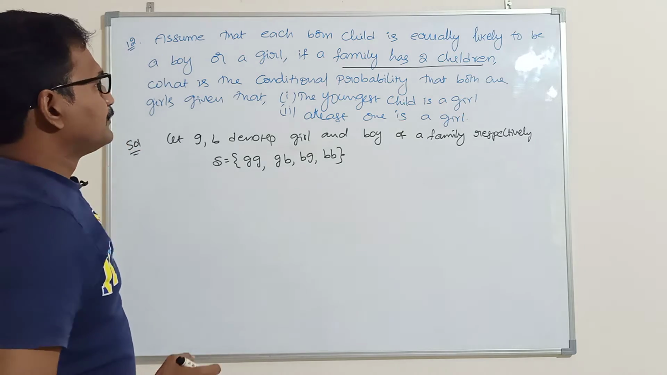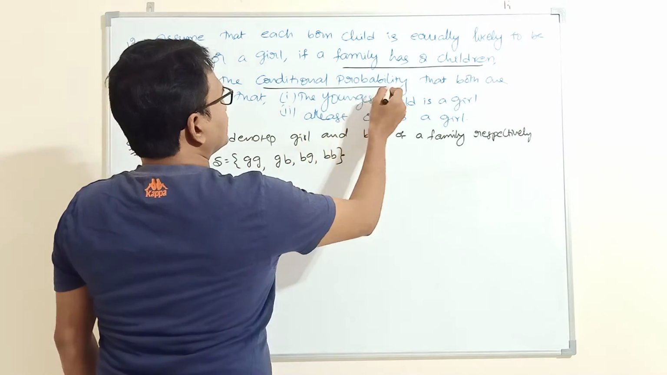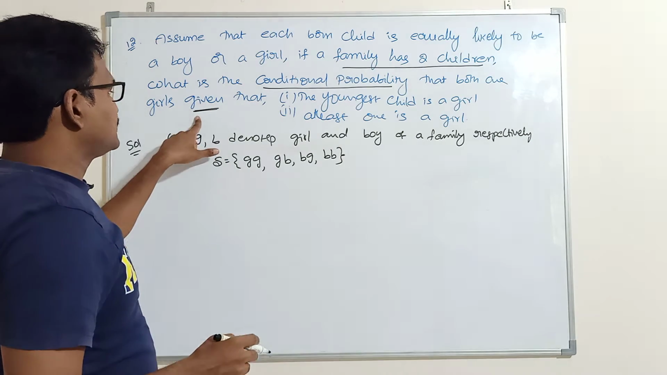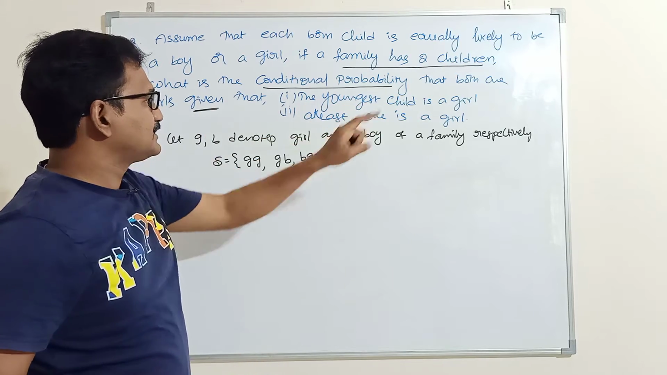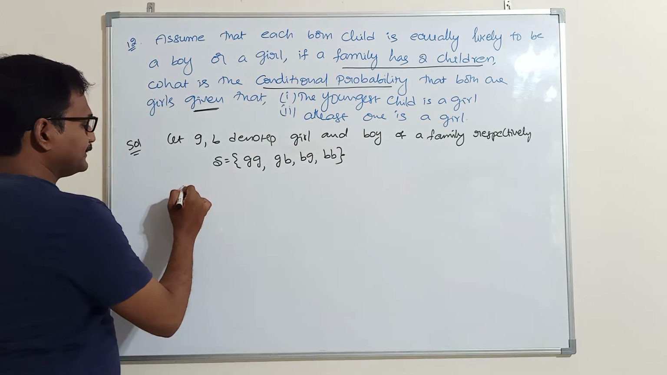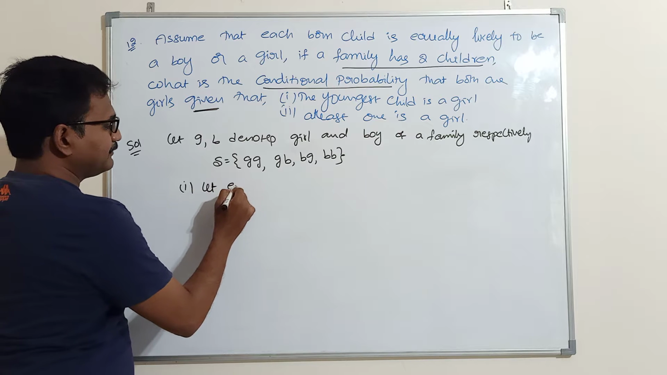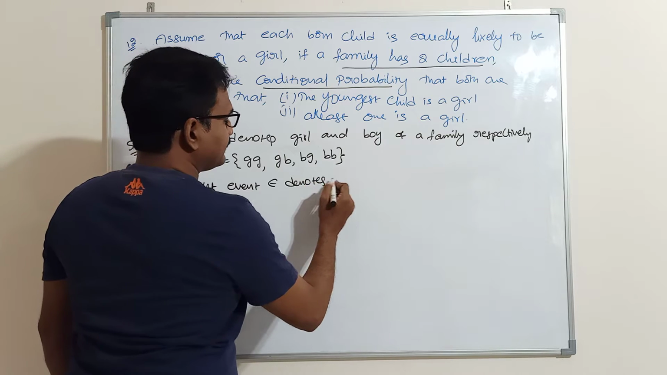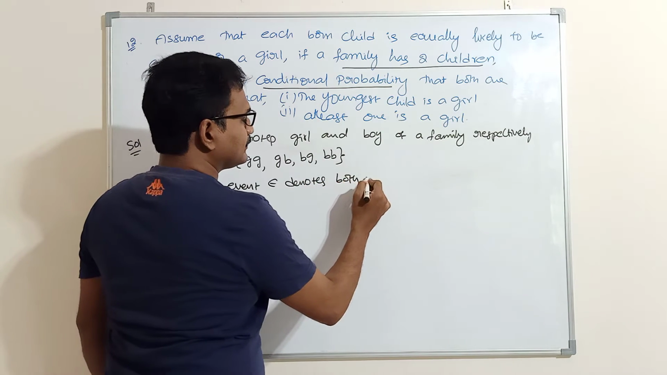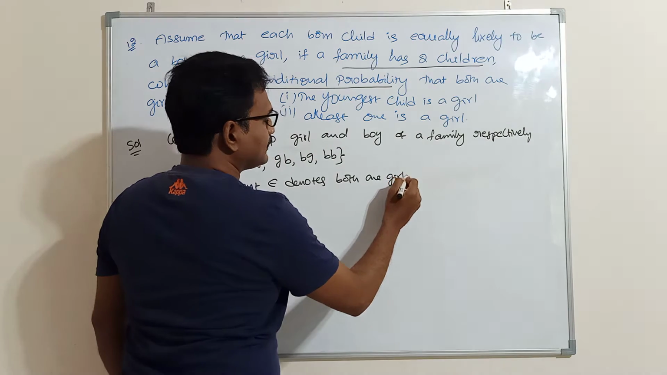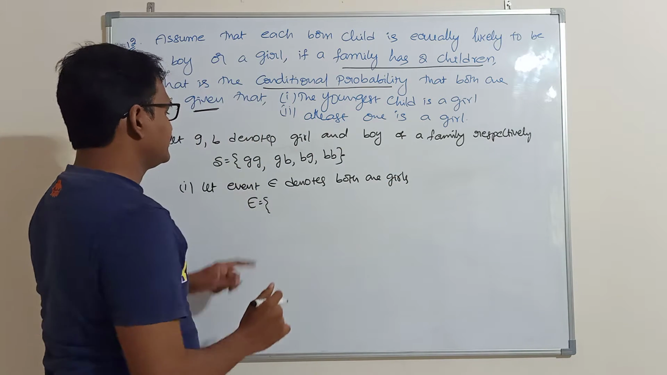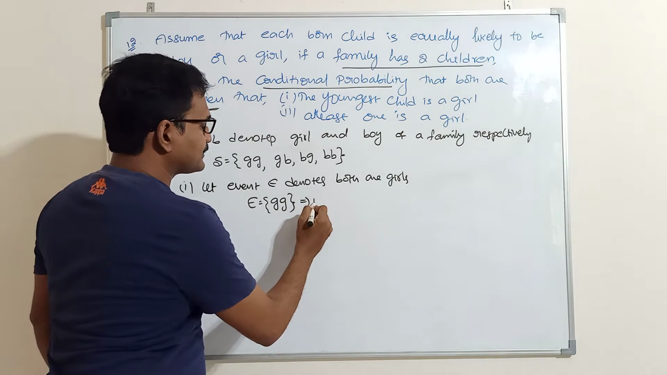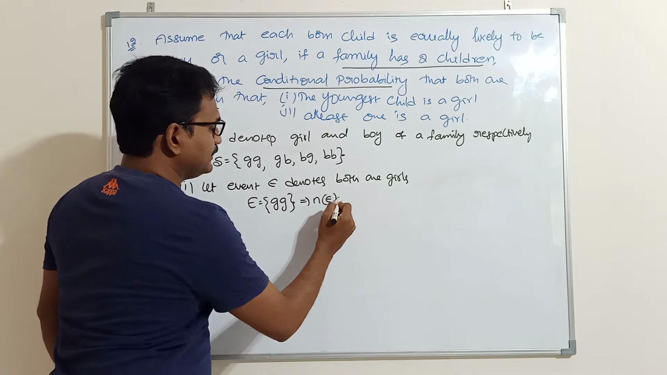Next, what is the conditional probability? In conditional probability, "given" is the key word. Before the given, after the given. Before the given, what is given? Both are girls. So let event E denote both are girls. Both are girls means how many sample points are there? Only one. What is that? GG. So the number of sample points in E is 1.